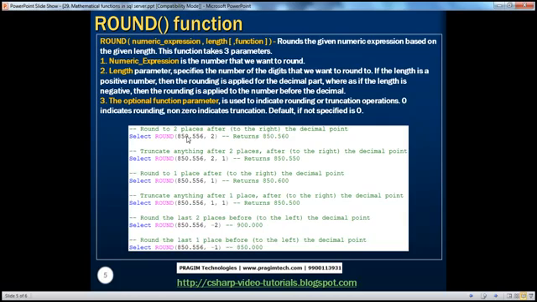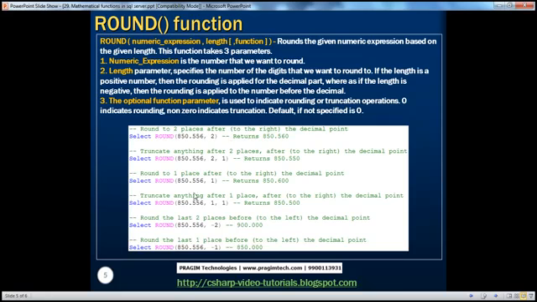The first parameter is the number that we want to round. The second parameter is the length of the rounding. How many decimal places do you want to round to? And the third parameter is the function parameter, which you use to decide whether you want to round the number or truncate the number. A value of 0 indicates that you want to round it, and the default, if you don't specify, is 0. A non-zero value, could be 1, could be 99, indicates that you want to truncate the number and not round it.